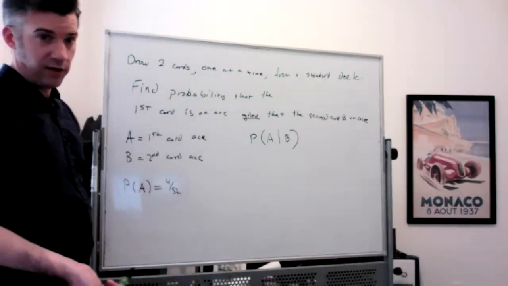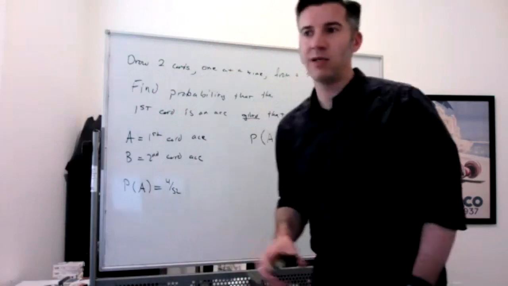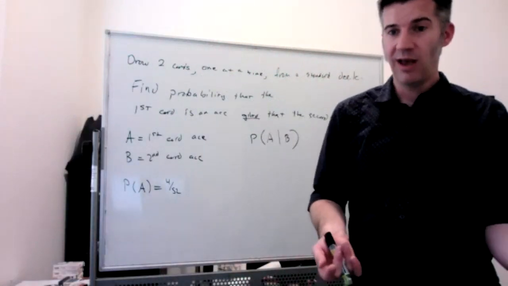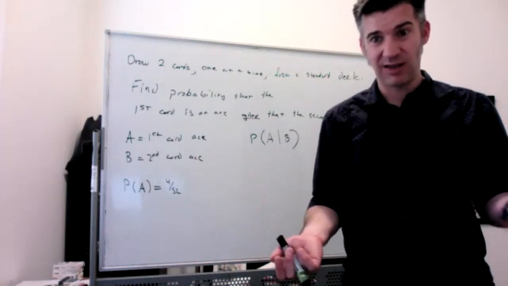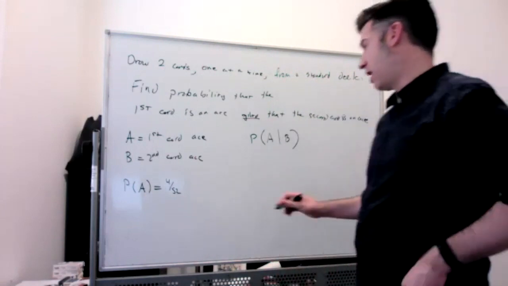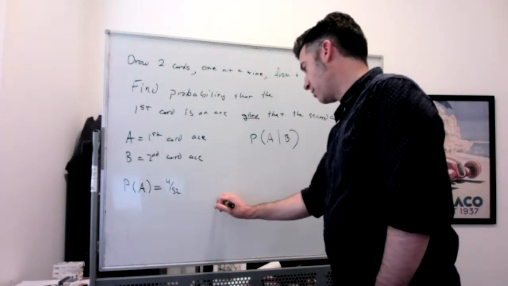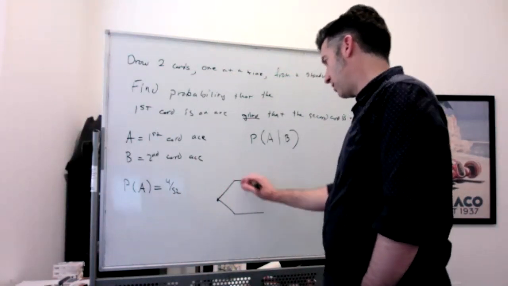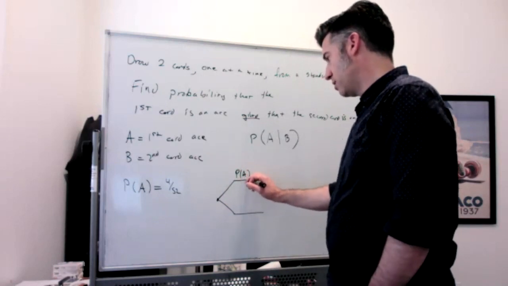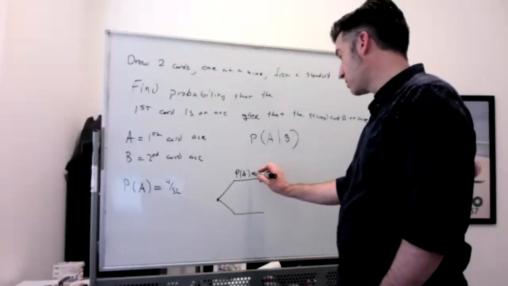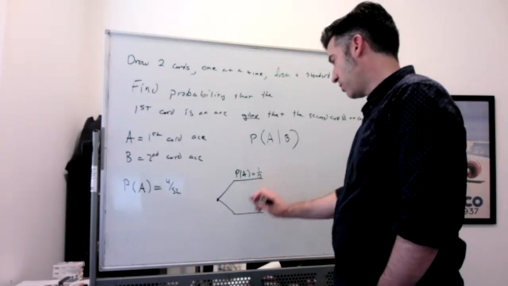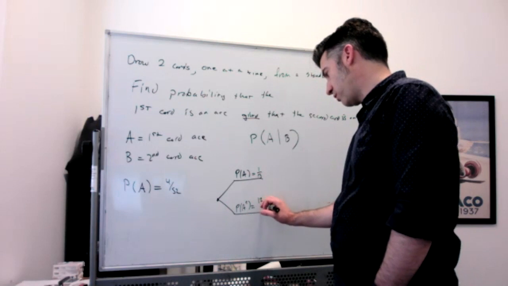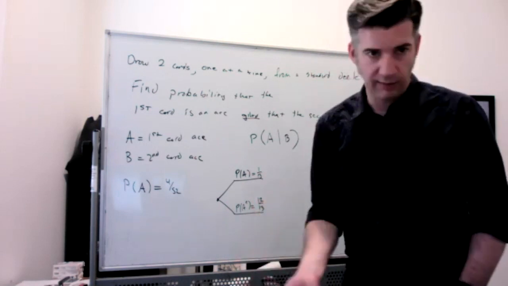So let's make a tree diagram. I should point out, you don't have to make a tree diagram. You could just memorize Bayes' formula. I like the tree diagrams. I think they're easier. So on my tree diagram, I have the probability the first card's an ace is 4 out of 52, which is 1/13. The probability the first card is not an ace is 12/13, or 48 out of 52.